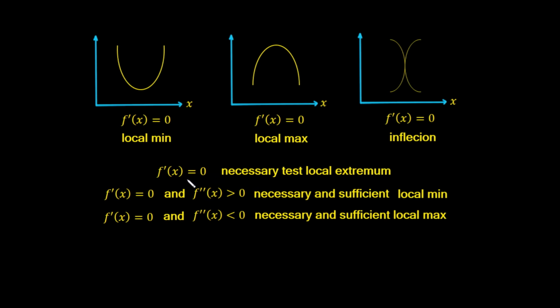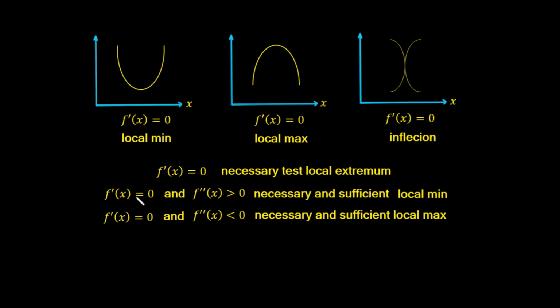So what we say is that if f derivative of x is equal to 0, then this is a necessary test for a local extremum. So by extremum we mean one of these three. So f derivative of x equaling 0 is a necessary test for telling us whether we've got a local minimum or a maximum or a point of inflection. But it's not a sufficient condition to tell us which one that we have.